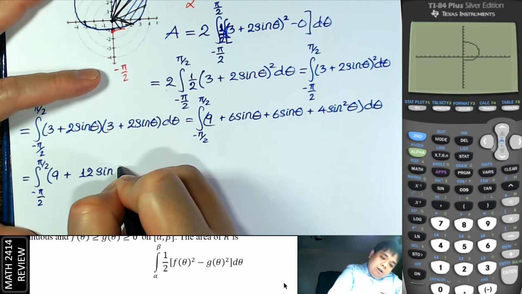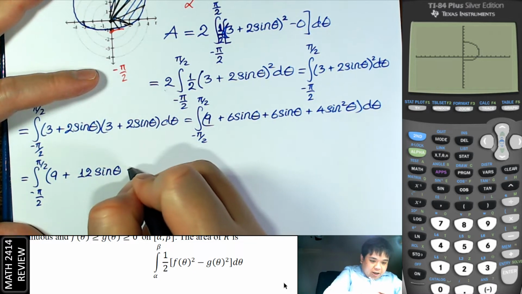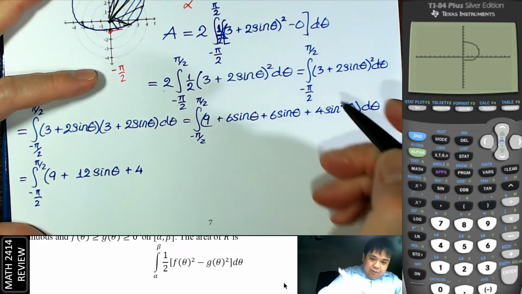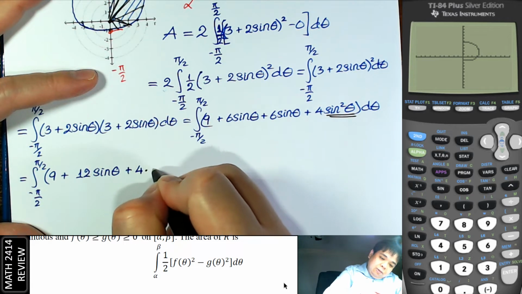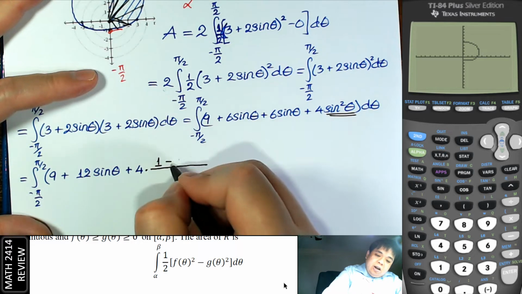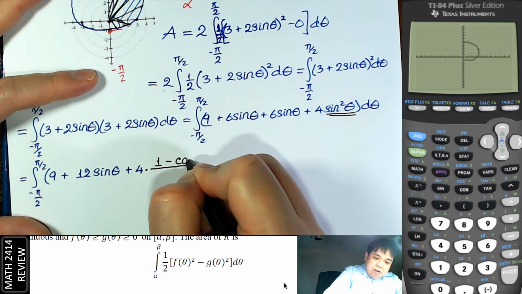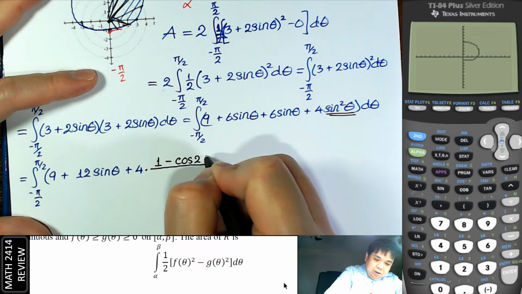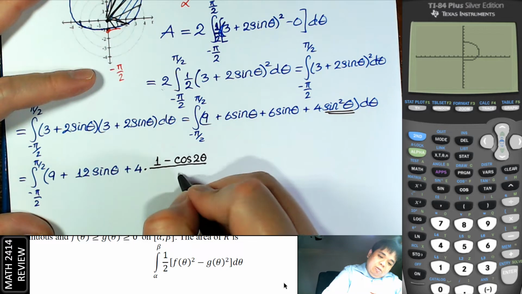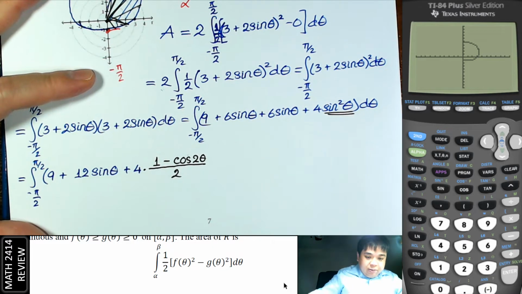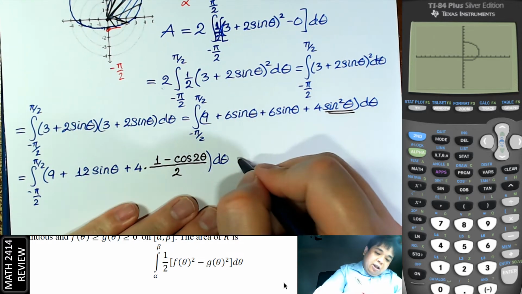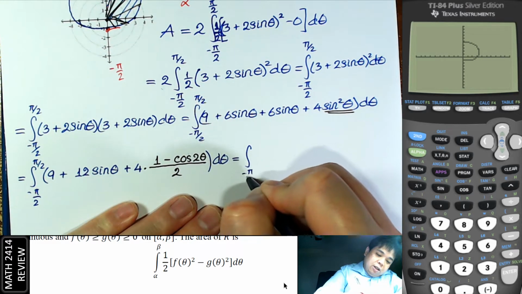Sine theta, and the sine squared, that's the double angle formula. Minus, the angle will be double, and the power reduced by 2. So that is the power reducing. 4 and 2 cancel out.